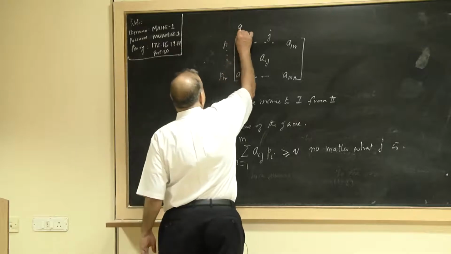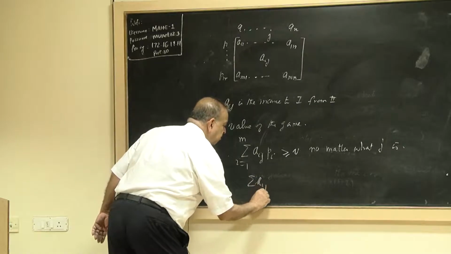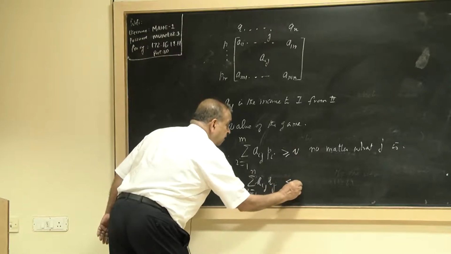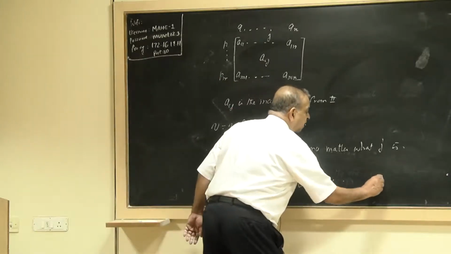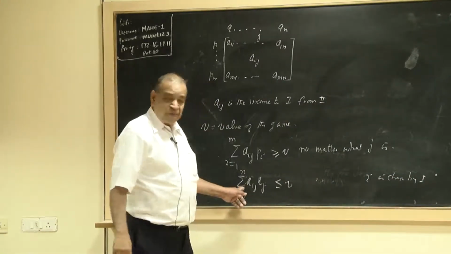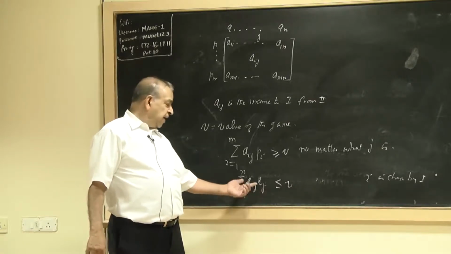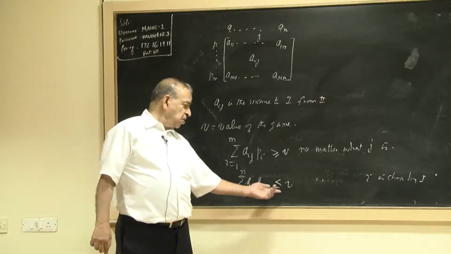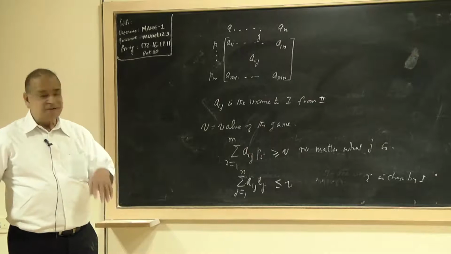Similarly, suppose he chooses these columns with probability Q1, Q2, ..., Qn. Summation Aij Qj, j equals 1 to n, is less than or equal to V. This one is greater than or equal to V, this one is less than or equal to V, no matter what i is chosen by player 1. That means independent of what the opponent does, if player 2 chooses the jth column with probability Qj, this is the expected loss for player 2, and this expected loss is no more than V. And that V is called the value.